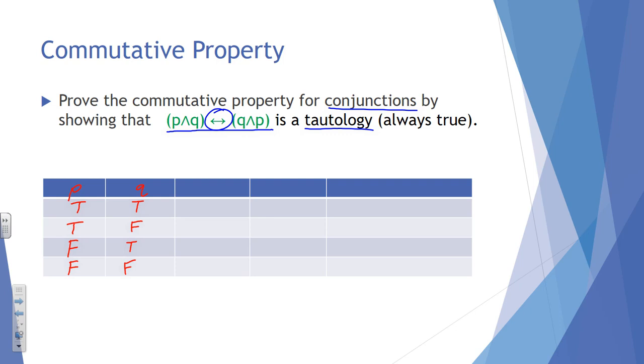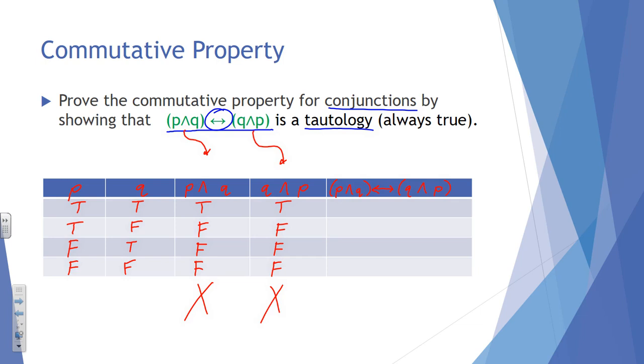The left side of the biconditional is P and Q. We'll make a column for that and fill in that column. The right side of the biconditional is Q and P, and we'll fill that in. And then we'll make a column for the biconditional itself, which means we're comparing this third column and the fourth column.